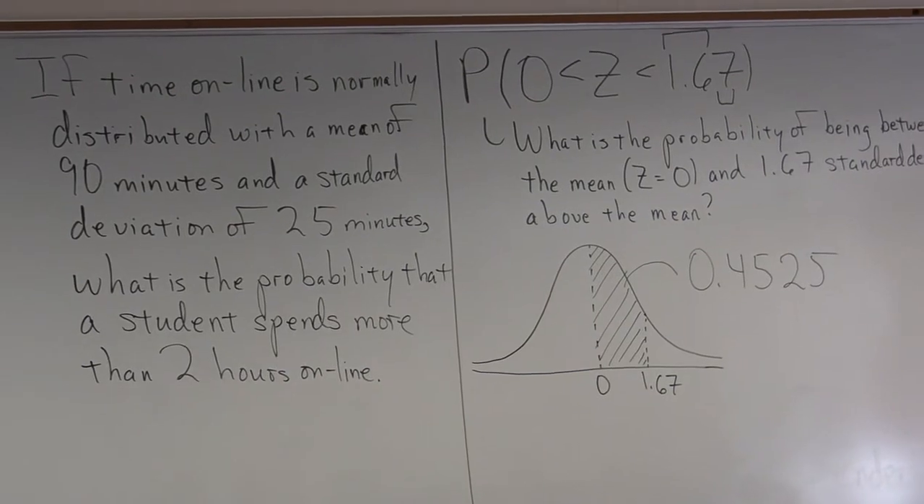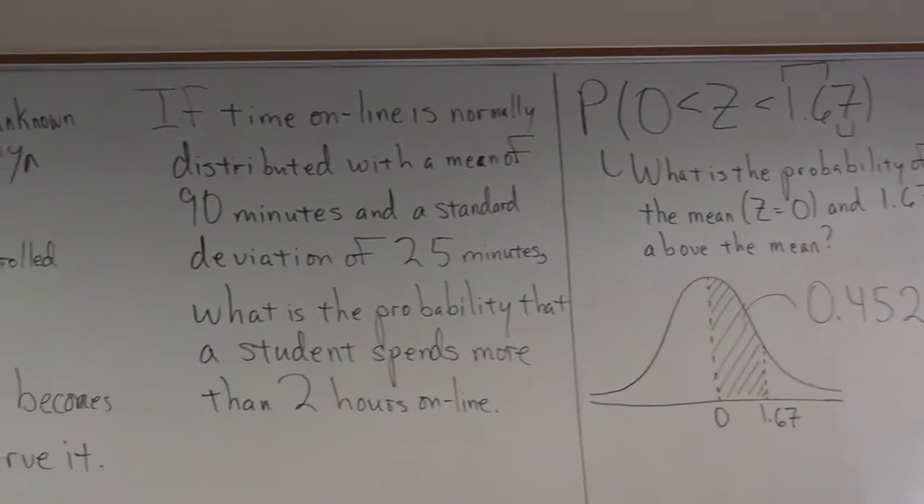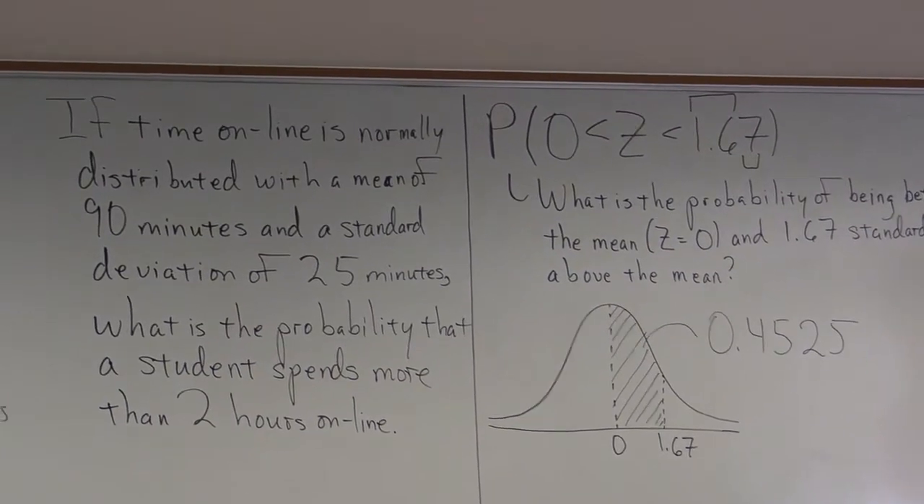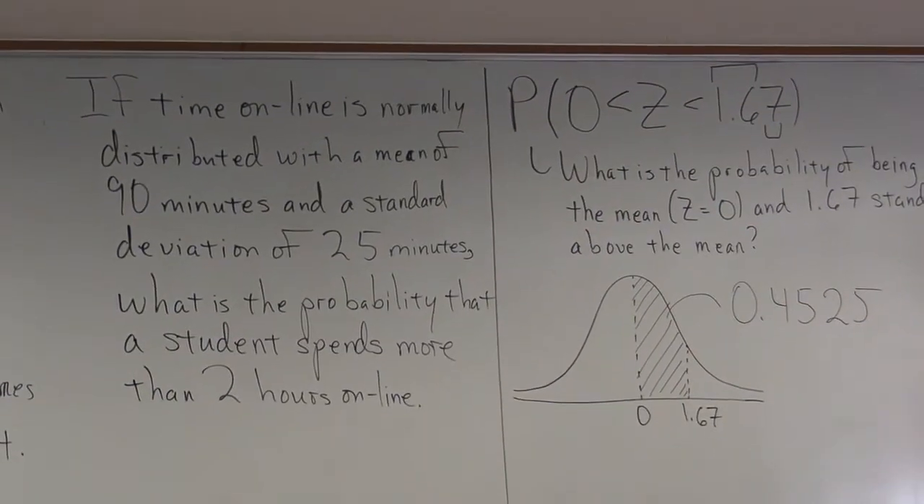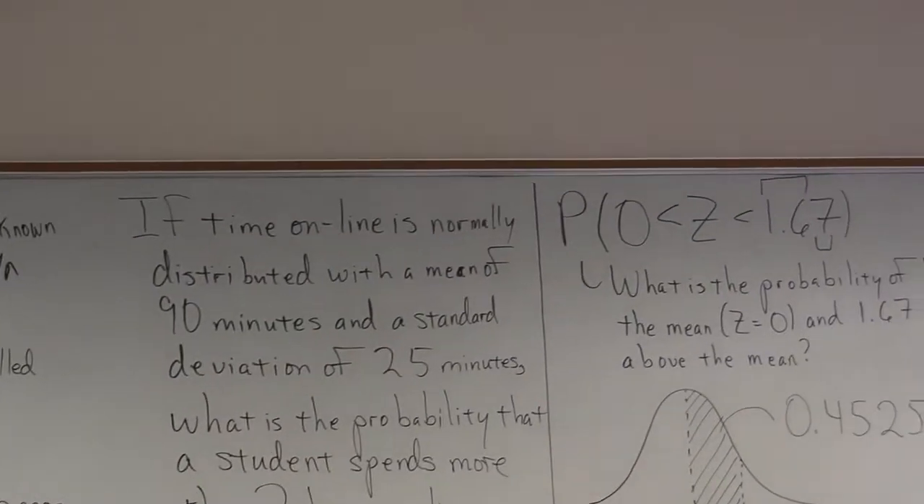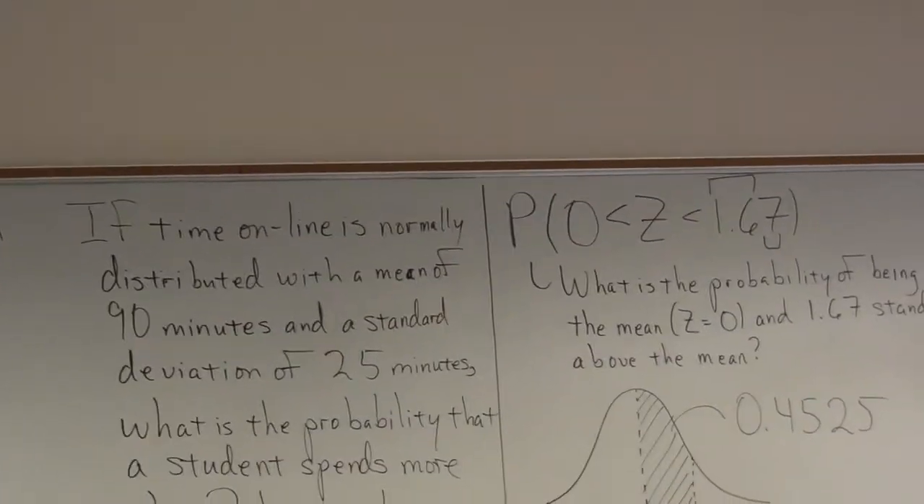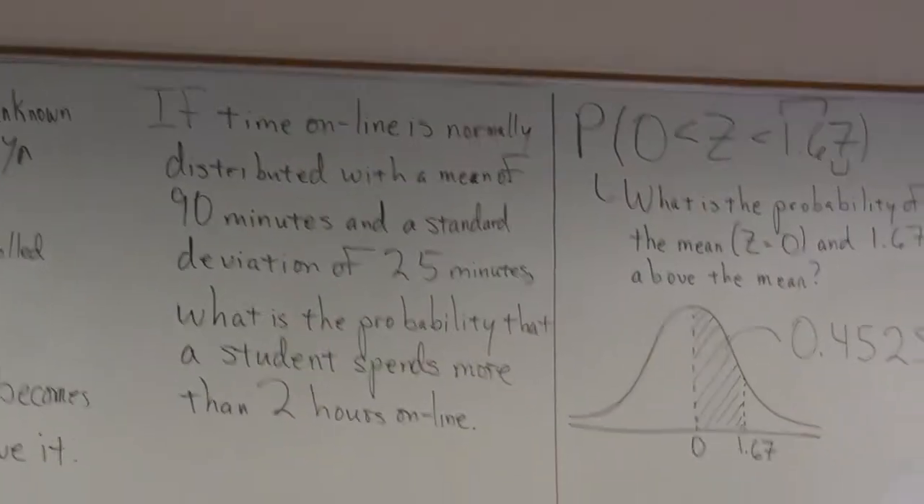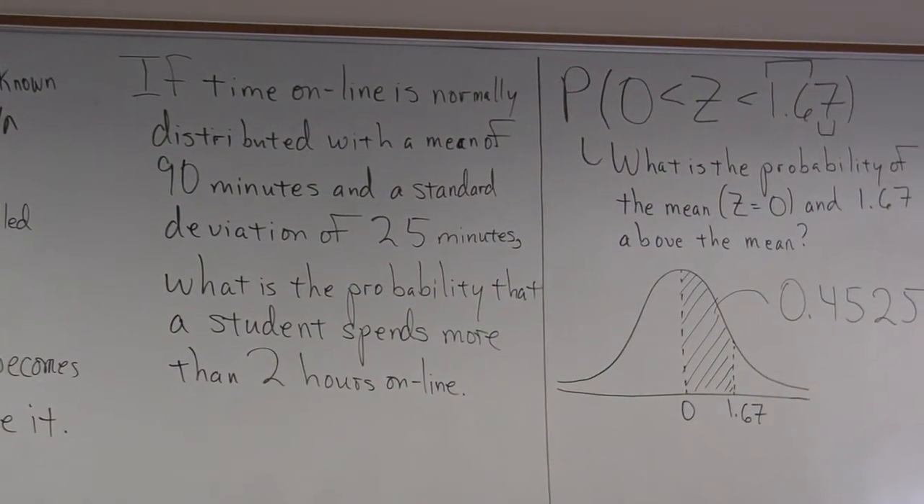So, what is the probability that a student spends more than 2 hours online? Given that you think an average Towson student spends 90 minutes online with a standard deviation of 25, what is the probability that if you were to randomly pick a student, they would be into World of Warcraft or something like that, and spend more than 2 hours online?